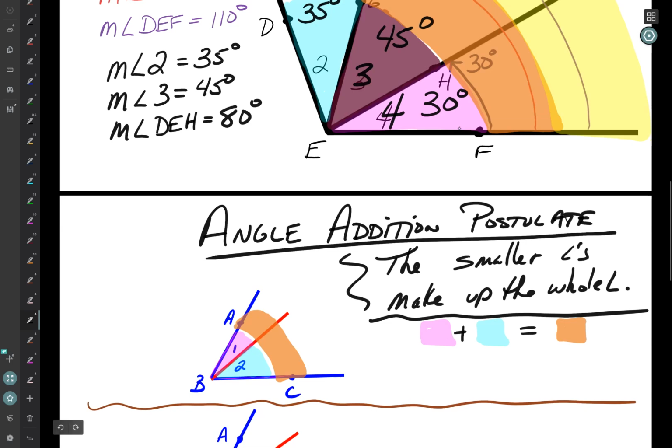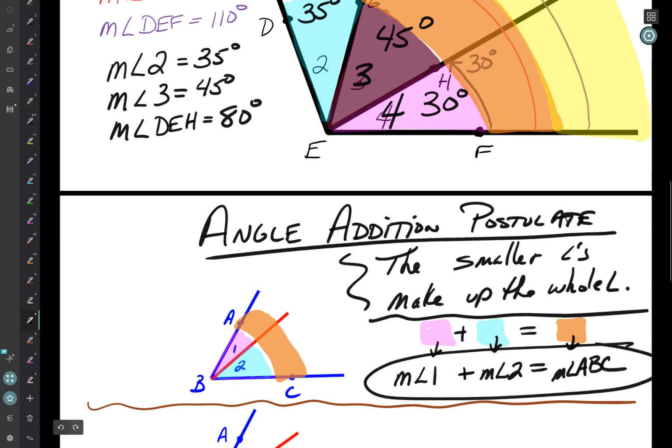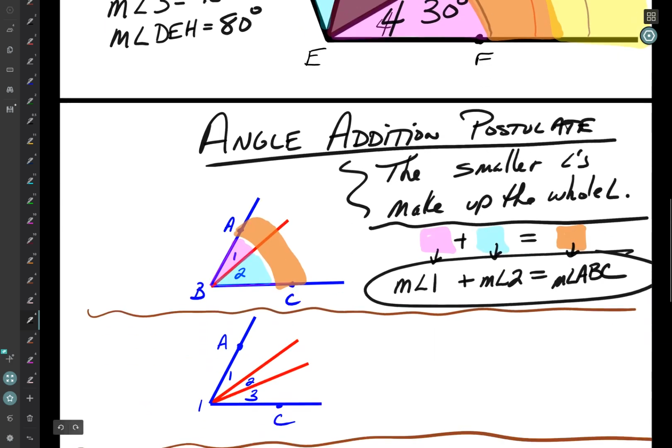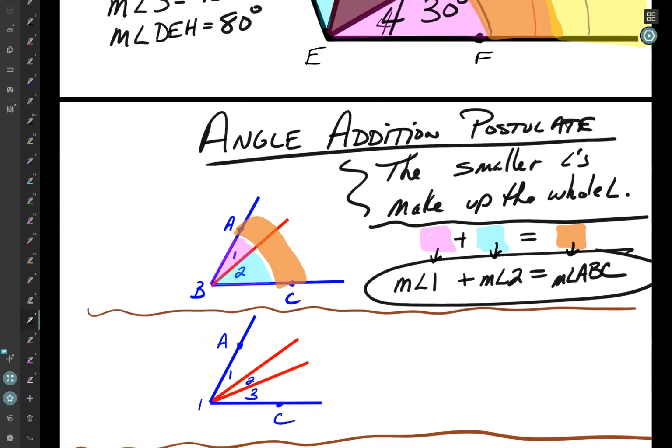So what it actually says, it doesn't use colors. It says the measure of angle 1, what's the other smaller part, plus what's the other smaller part, is equal to the whole thing, which in this case is the measure of what? Right, measure of angle ABC. That's the angle addition postulate.